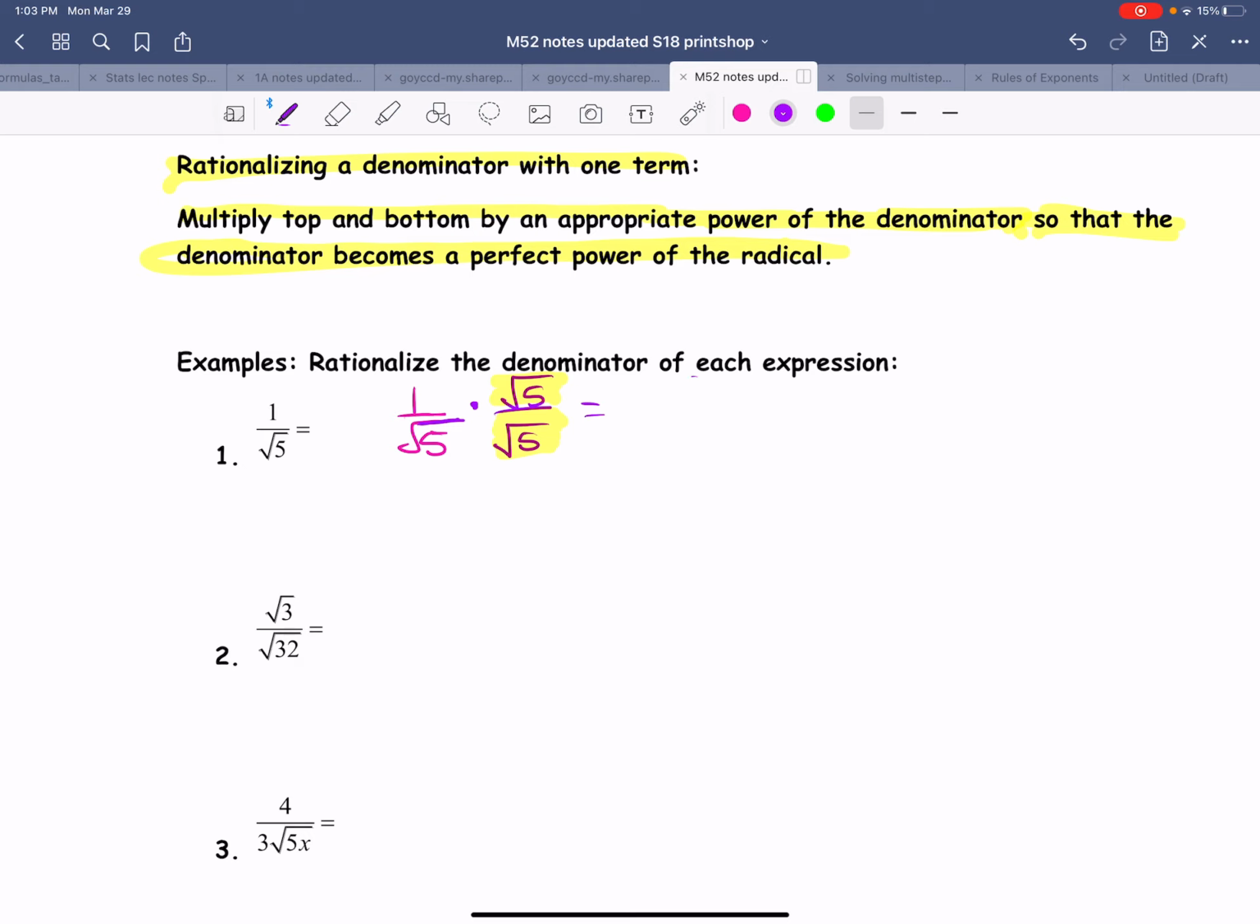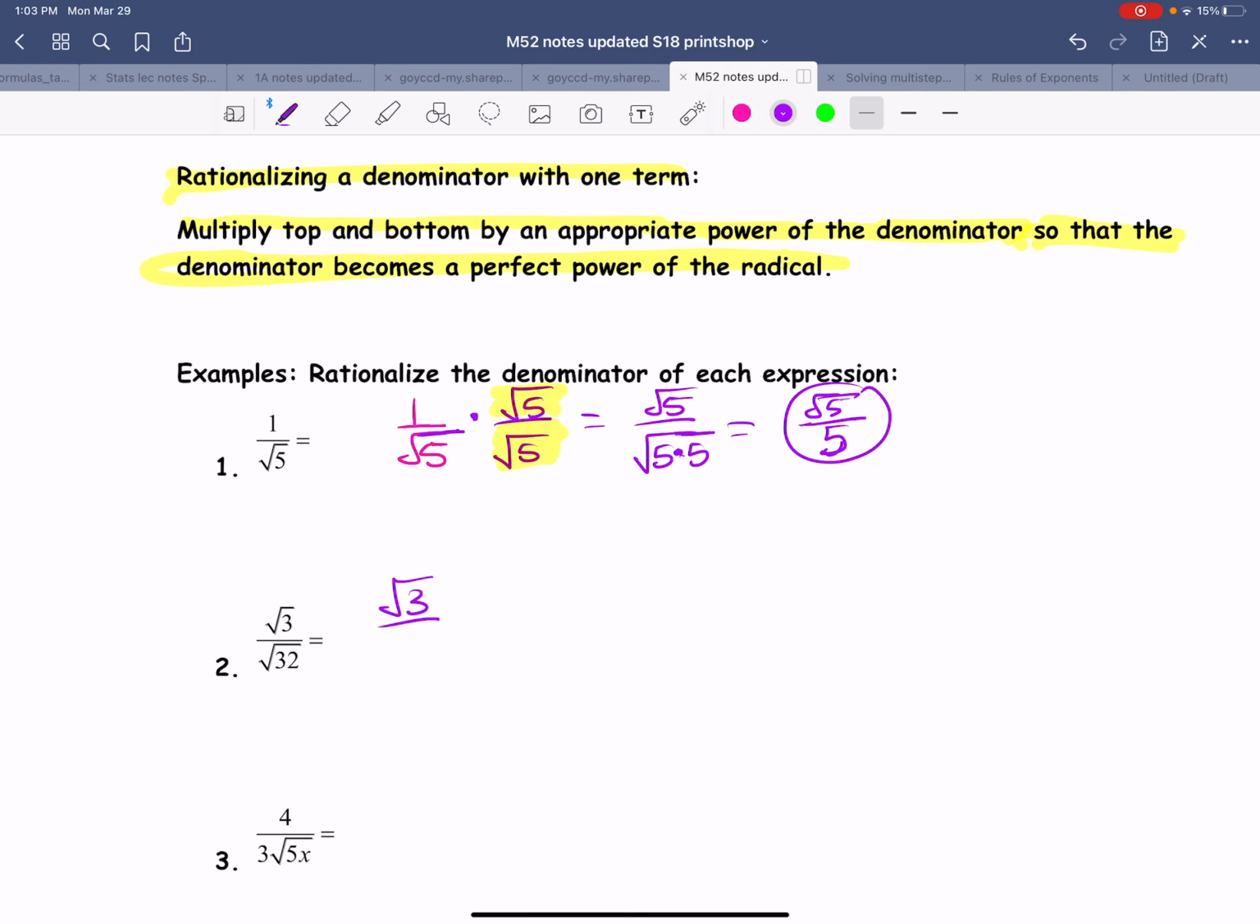So this turns out to be root 5 divided by root 5 times 5. Because I have 2 5s inside the square root, I can pull 1 5 out in the denominator. You can also think of it that this is square root of 25, and square root of 25 is just 5. Okay, next we have root 30 over root 32.